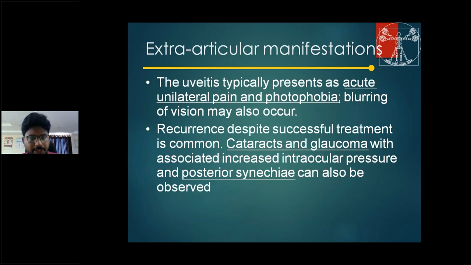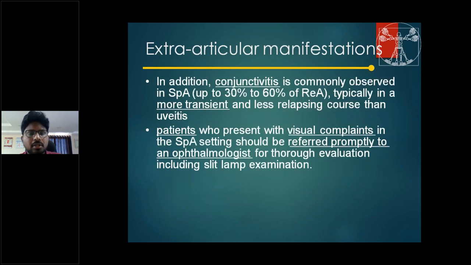So the patient will present with acute unilateral pain and photophobia, and blurring of vision may also occur. There can also be cataracts and glaucoma. Posterior synechiae can be formed. The other symptom is conjunctivitis, which is also seen; it is more transient and has a less relapsing course than the uveitis. Patient can complain of visual problems and should be referred to an ophthalmologist.